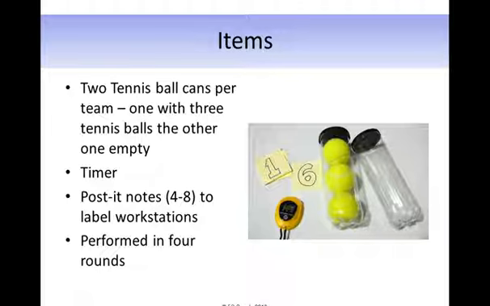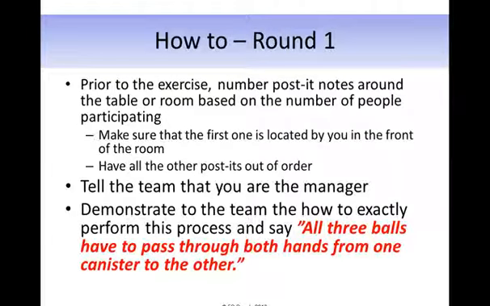What you're going to need for this is 2 tennis ball tubes, but take 3 of the tennis balls out. We only need 3 tennis balls. Get some Post-it notes, and we mark them for the number of people you have on your team. So if you have 6 people, write down numbers 1 through 6. Once again, we'll need some kind of a way to time this. And we do this one in 4 rounds.